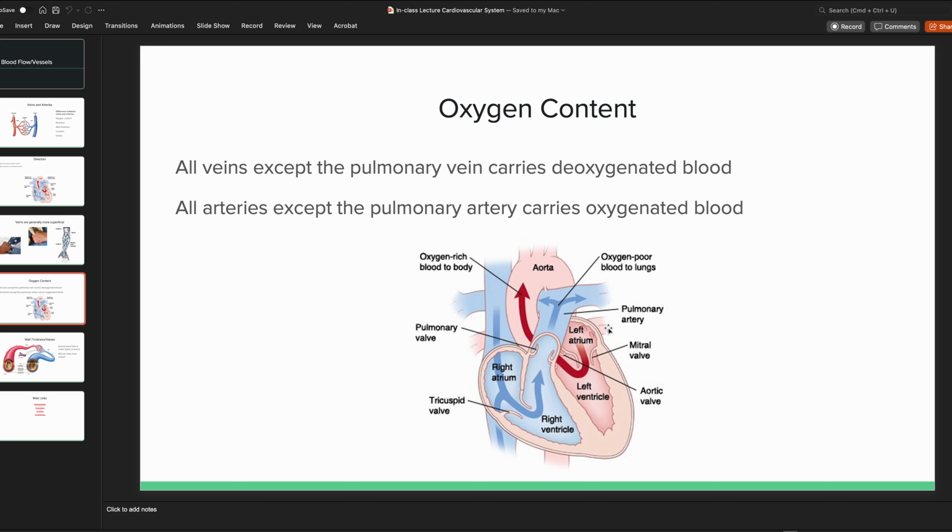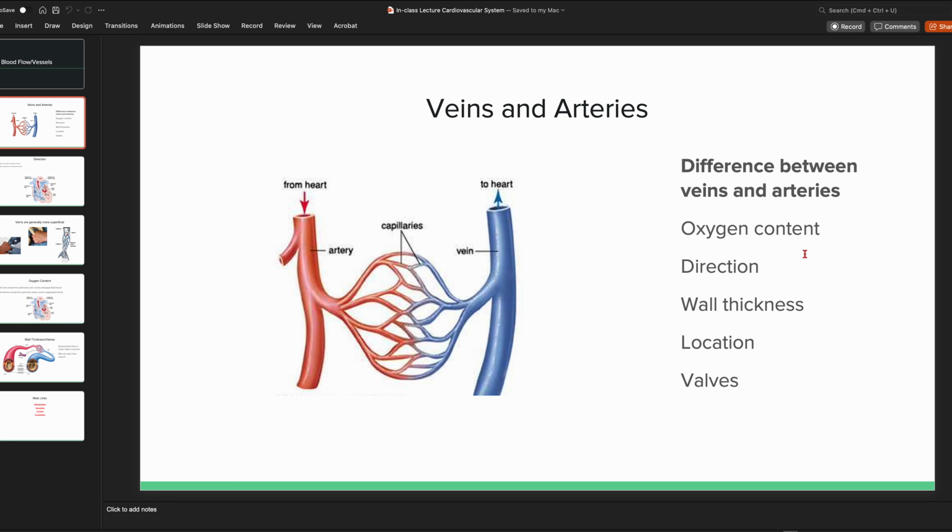And the other exception is on the other side, where the pulmonary vein is a vein, carrying blood from the lungs to the heart, but it is rich in oxygen because it's coming from the lungs. And that's the last part of pulmonary circulation, as blood is returning from the lungs to the heart by the pulmonary veins. All right, so the exception to the rule about oxygen content: most arteries carry oxygen-rich blood except the pulmonary artery. Most veins except the pulmonary vein carry oxygen-poor blood or deoxygenated blood.